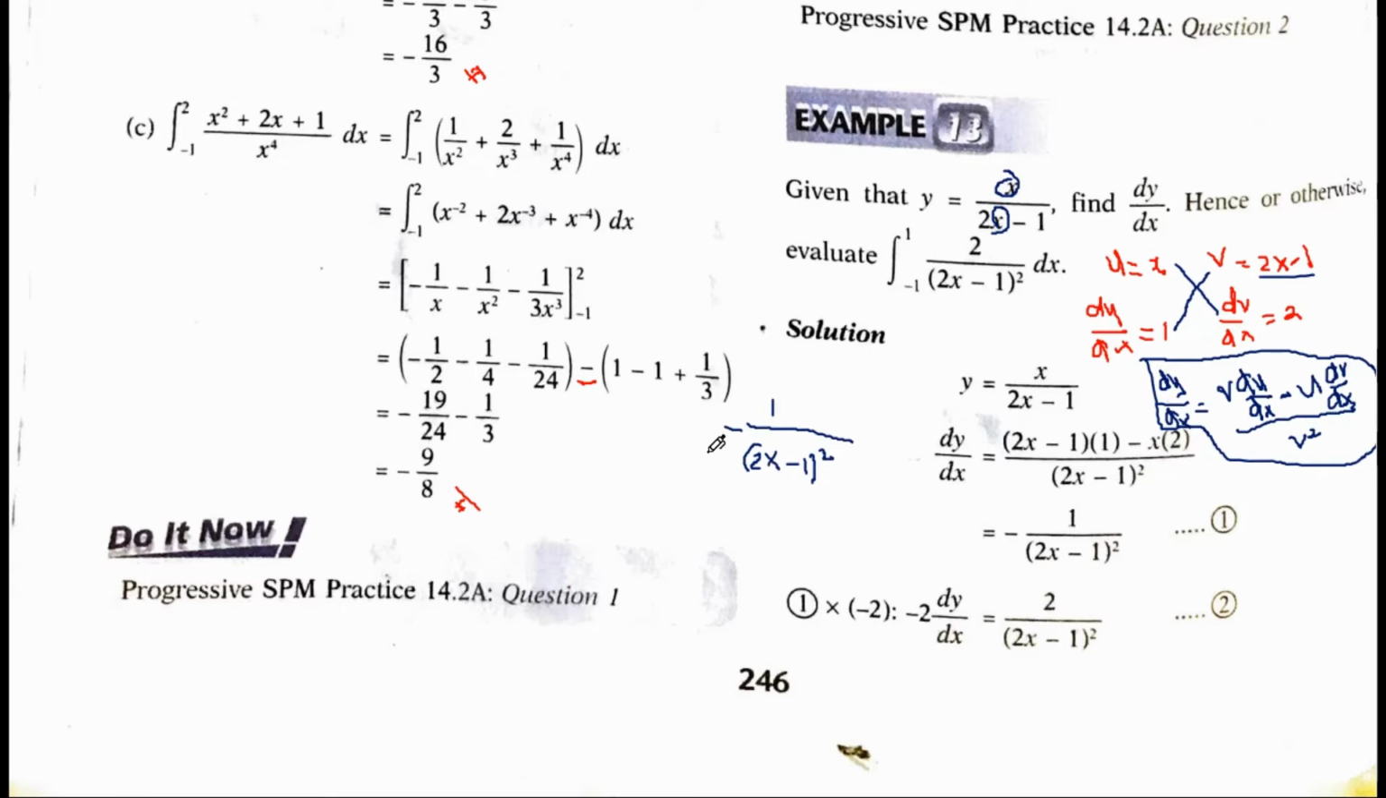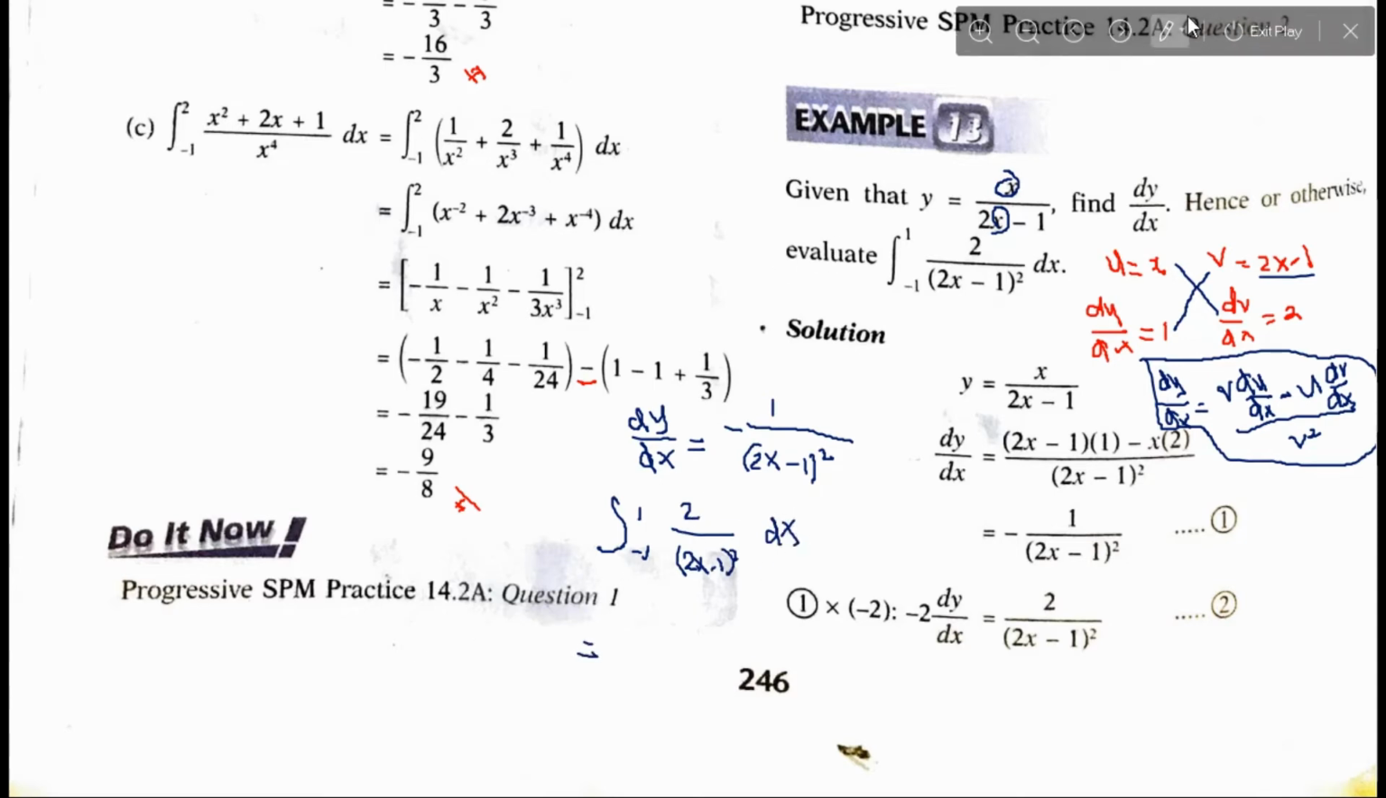Okay, so this is equal to dy/dx. Now the question asks us to integrate this one: integrate from negative 1 to 1 of 2 over (2x minus 1) squared dx. So we have to see what the relationship is between this dy/dx and the question given.